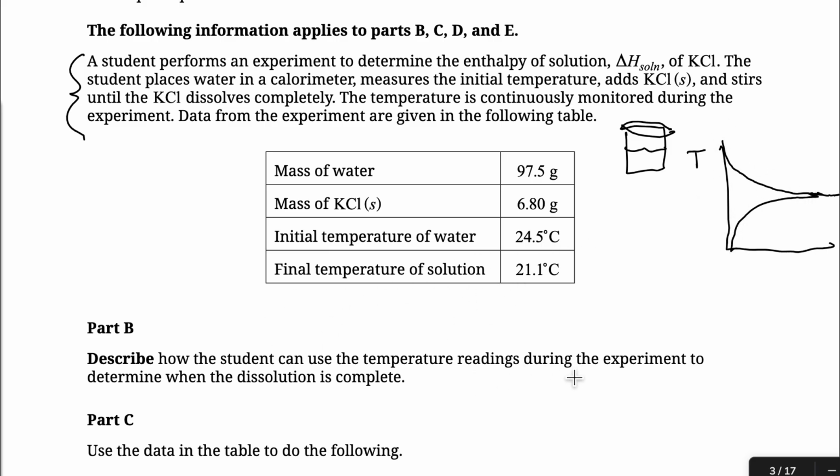The answer to this question would be you would have to wait until the temperature readings plateau. So at first, you see how the initial temperature is 24.5. In about a few seconds, it'll become 23. Then later, it'll become 22. Once these temperature readings start to plateau and stop changing, that's how you know the dissolution is complete.